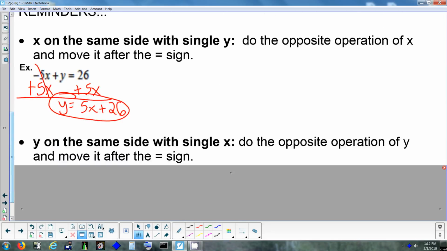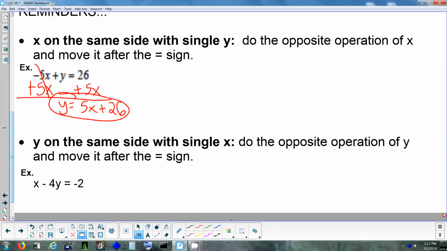Next situation, again, this is coming before we do the substitution. We got to get it prepped before we can substitute. Here, for your next blank, you're going to have y on the same side with a single x. So you'll have a number with y plus or minus just an x. Alright? And again, on your blank there, you want to write y on the same side with single x. So basically just the opposite of what we talked about. Now there'll be a number attached to y, there'll be no number attached to x. So here's your example. Now we got x minus 4y equals negative 2.